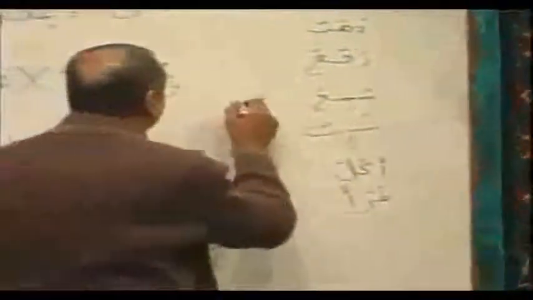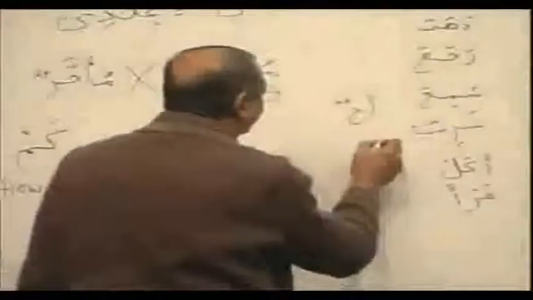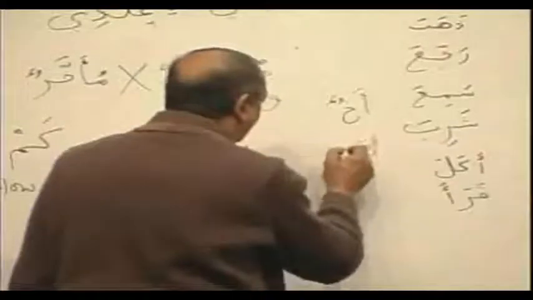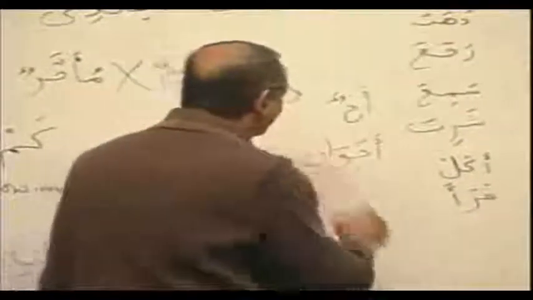Kam akhan laki ya suat. What will be the answer? Li akhawani. Now we have to check the spelling, brother. See, akhun, the dual is akhawani. Okay, the dual is akhawani.